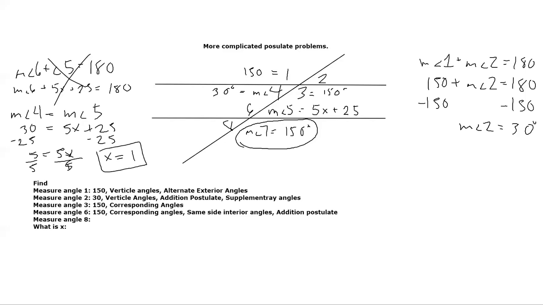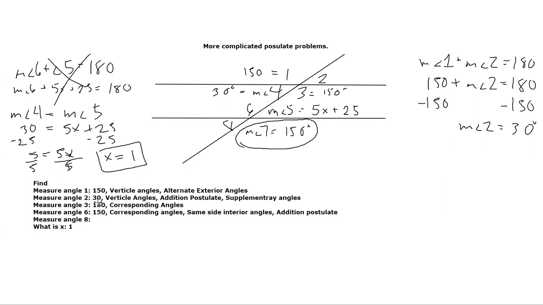Did I need to find out what x was in this problem? Yes, because down here it's asking, what is x? X happens to be 1 in this case. I know it doesn't say to find measure angle 5, but measure angle 5 is essentially 30 degrees because measure angle 4 is 30 degrees, and they're alternate interior angles, which means that they're equal to each other. Okay, looks like we just need to find measure angle 8 and we're home clear.